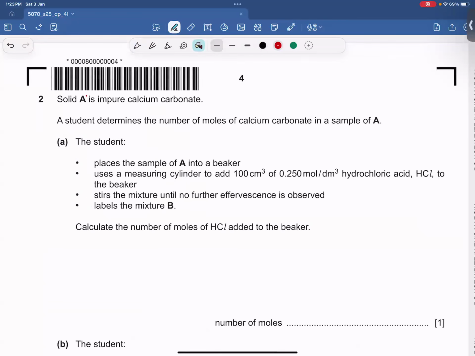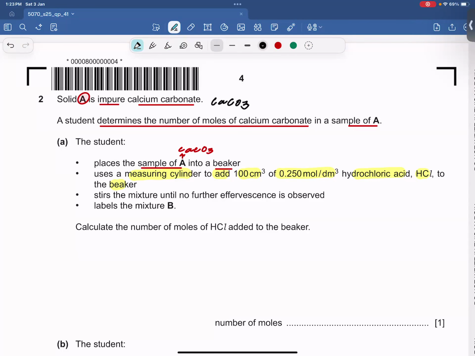Solid A is impure calcium carbonate. A student determines the number of moles of calcium carbonate in a sample of A. The student places a sample of A into the beaker. So this A is basically calcium carbonate, and we put some amount of calcium carbonate in the beaker. Using a measuring cylinder, add 100 cm cube of 0.25 mole per dm cube hydrochloric acid to the beaker.